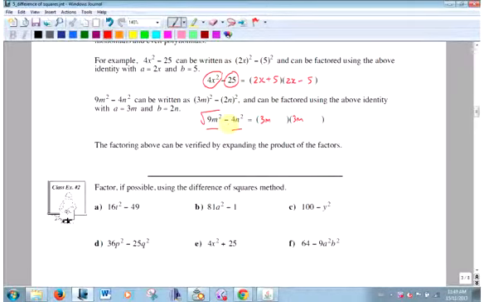Let's finish this. What's the square root of 4n squared? 2n plus minus. We're done. Piece of cake.